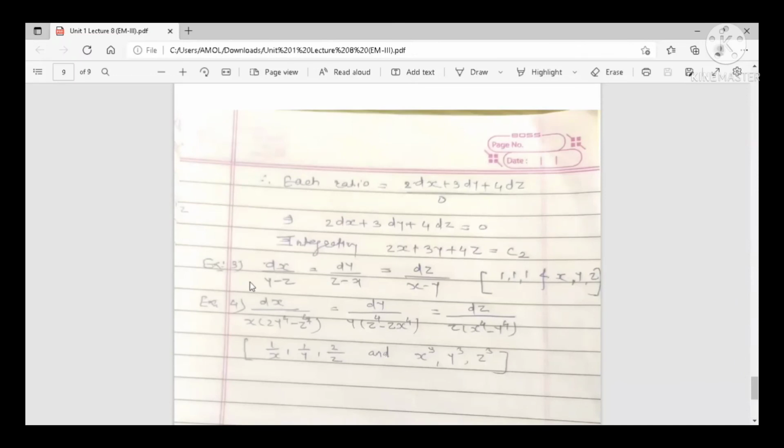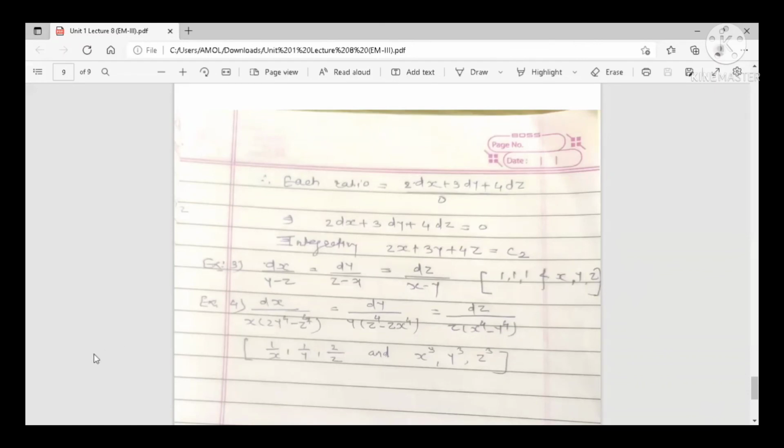Okay. Now these are the examples we try to solve. We take it as homework and try to solve dx upon y minus z is equal to dy upon z minus x is equal to dz upon x minus y. And the hint is given that the multipliers are 1, 1, 1 and x, y, z. Using these multipliers, we will get two sets of solutions.